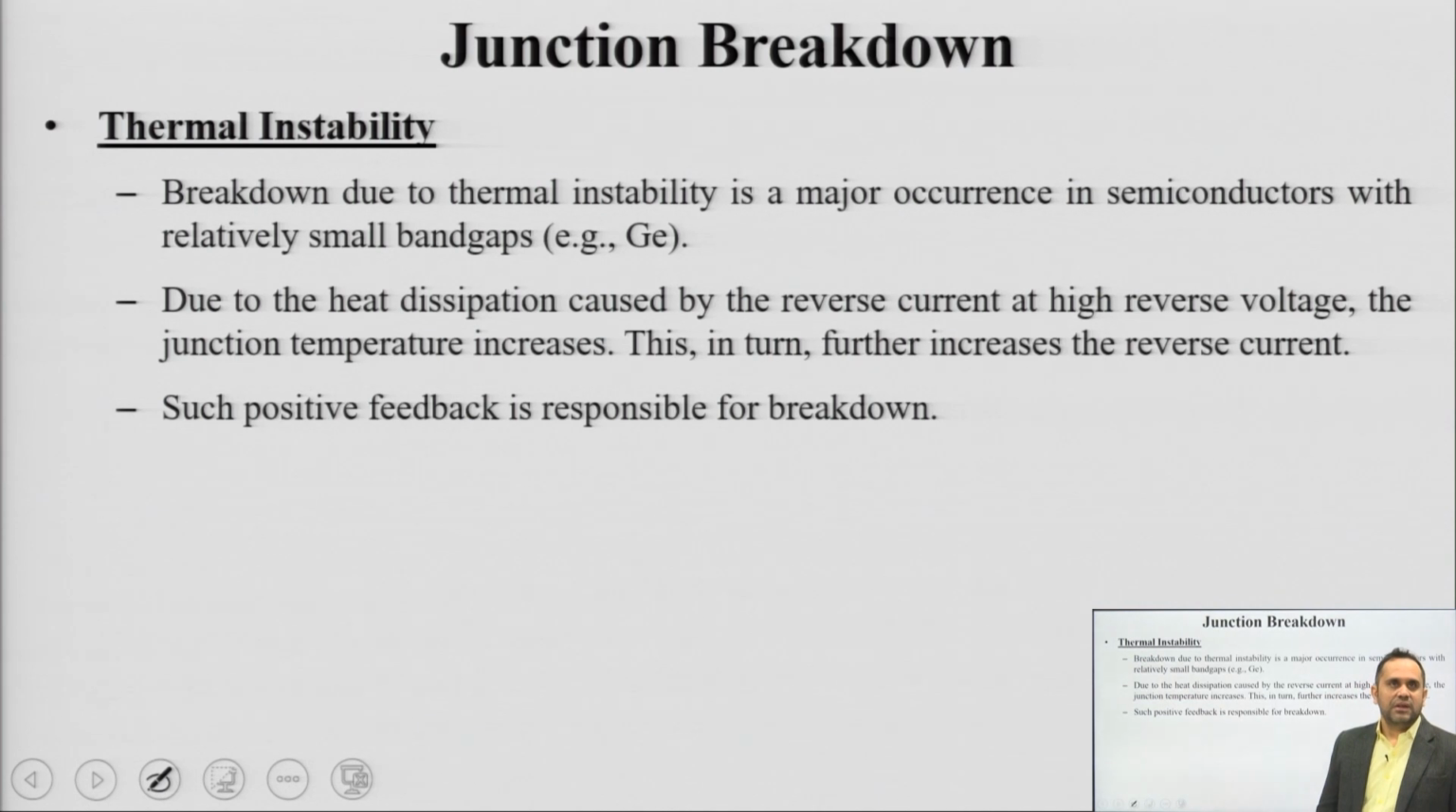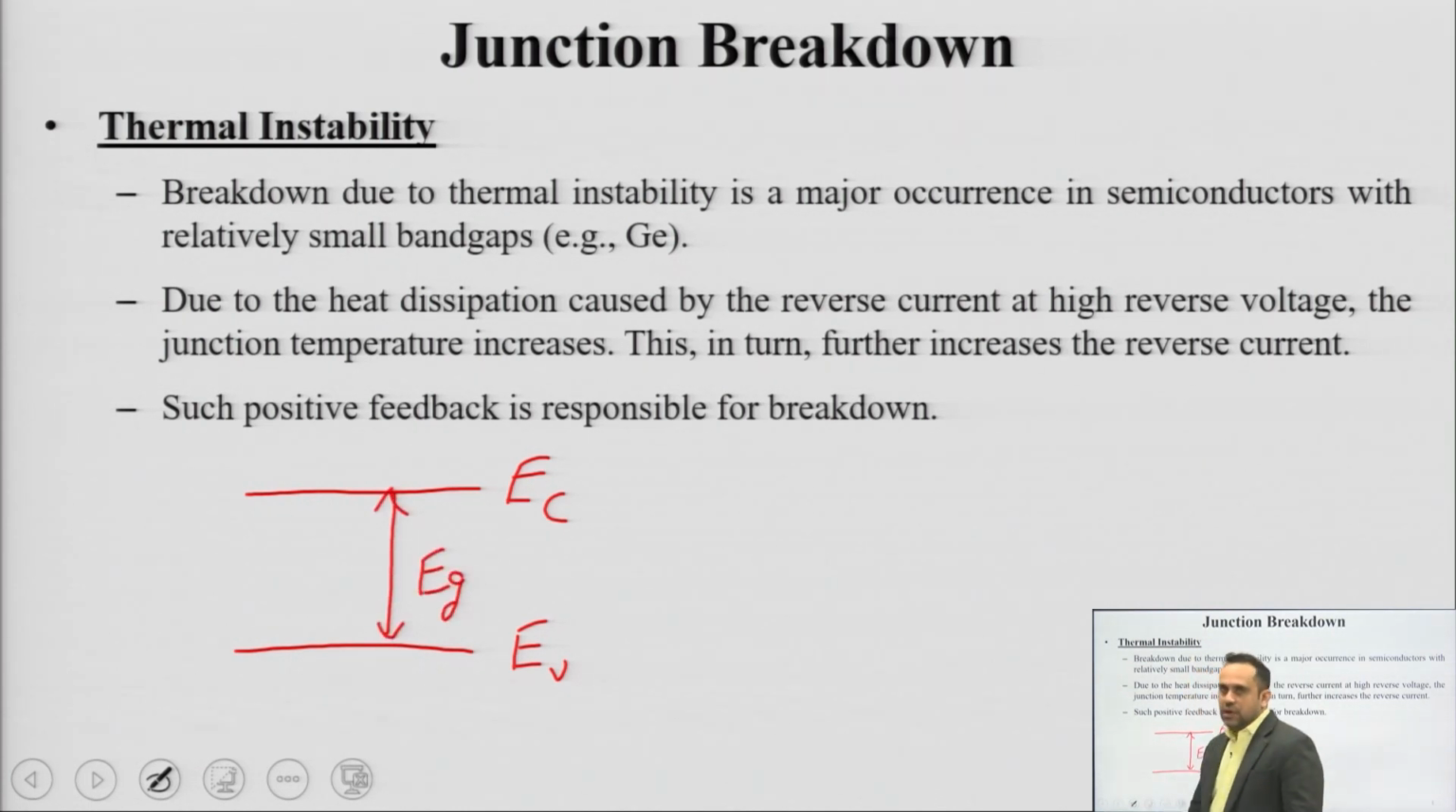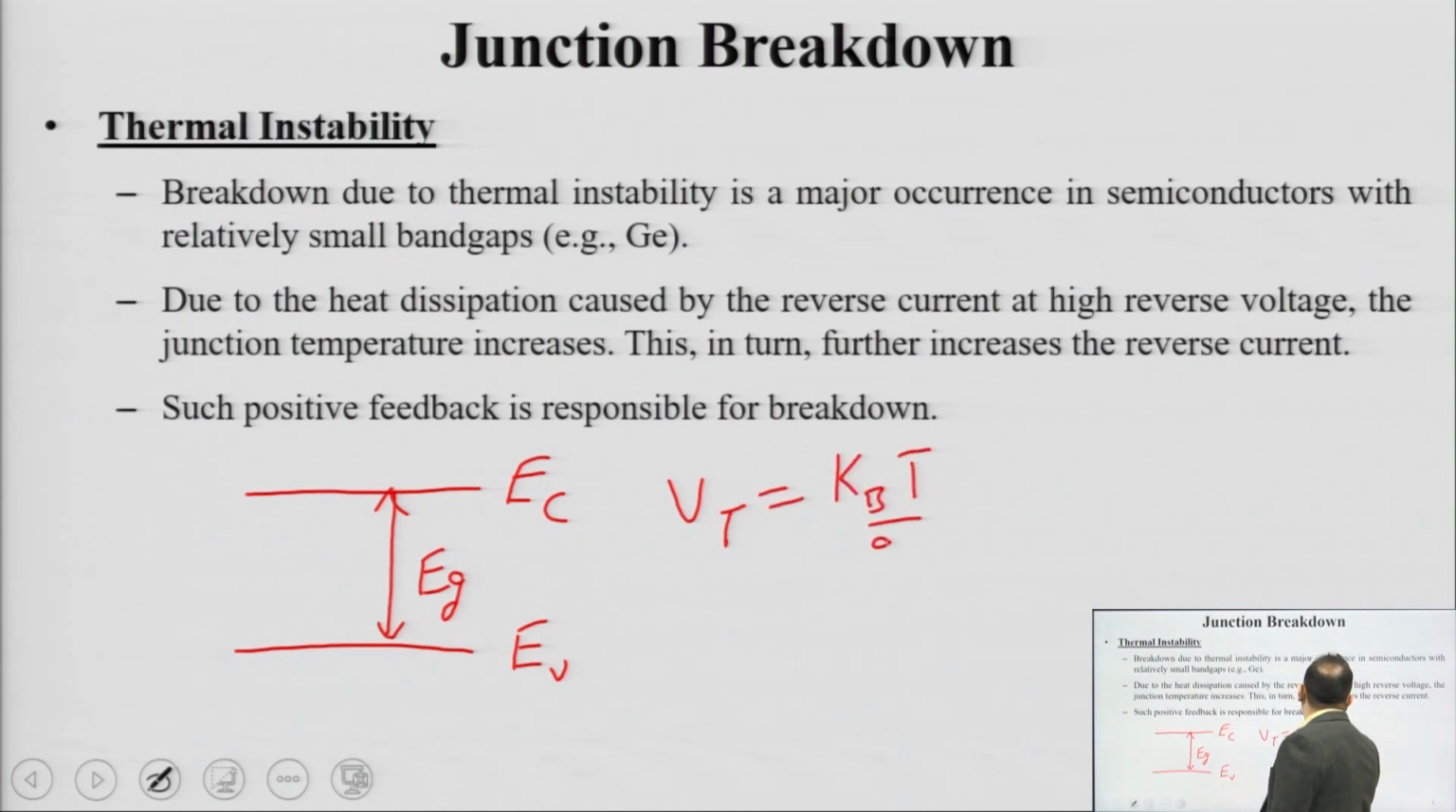Whenever we say thermal instability, the breakdown because of this is a major occurrence whenever the band gap is very small. Okay. What is energy band gap? This distance between EC and EV, this Eg. Okay. If you keep on increasing temperature, you keep on providing more and more thermal energy. Okay. So, Boltzmann constant is fixed, q is fixed. So, if you keep on increasing temperature, you keep on increasing thermal voltage or thermal energy.